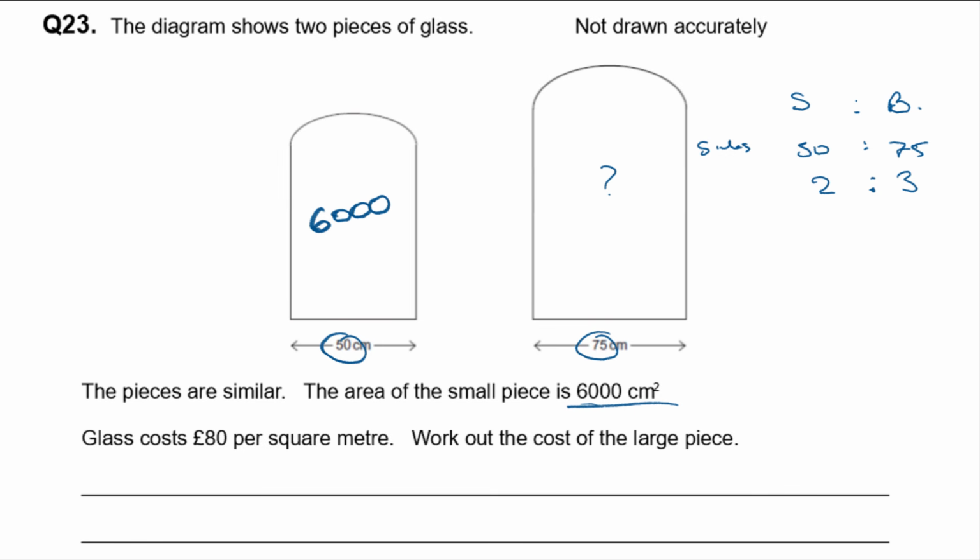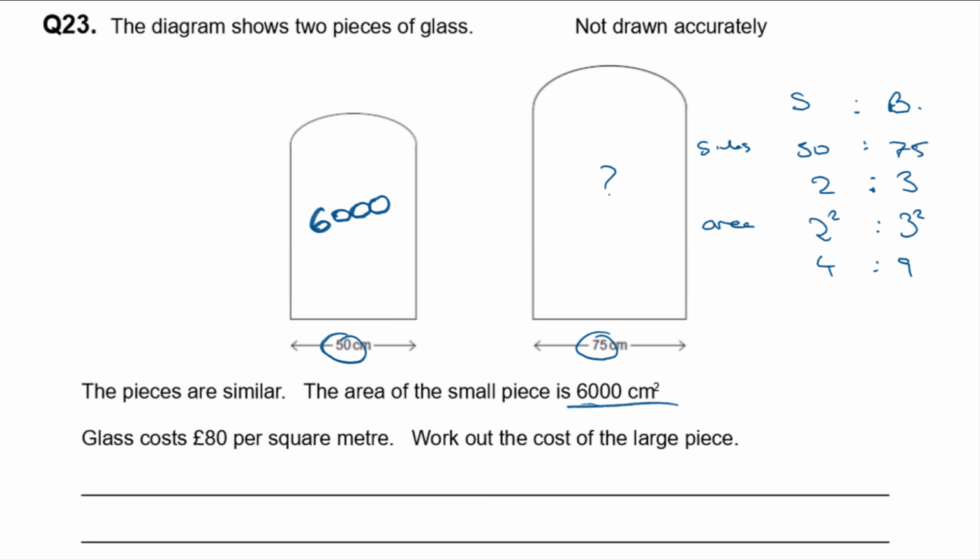Now we want the ratio of their areas. So just like earlier when we used the ratio of the sides and cubed it to find the ratio of their volumes, if I want to find the ratio of their areas, I take the ratio of their sides and I square it. So it's going to be 2 squared to 3 squared, which is 4 to 9.